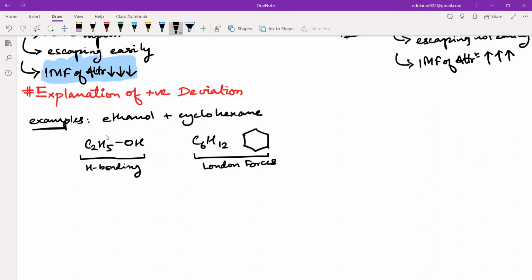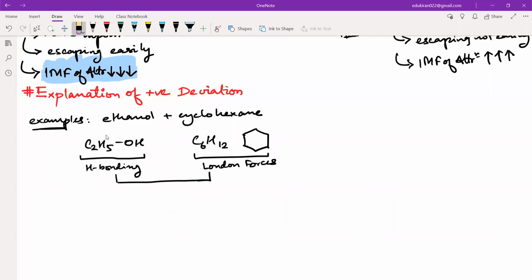Now please listen very carefully. If I am going to mix these two, we have ethanol. In that ethanol container, each and every molecule of ethanol is connected through hydrogen bonding. Each and every molecule has at least one hydrogen bond. So we have a complete solution, connected through hydrogen bonding.